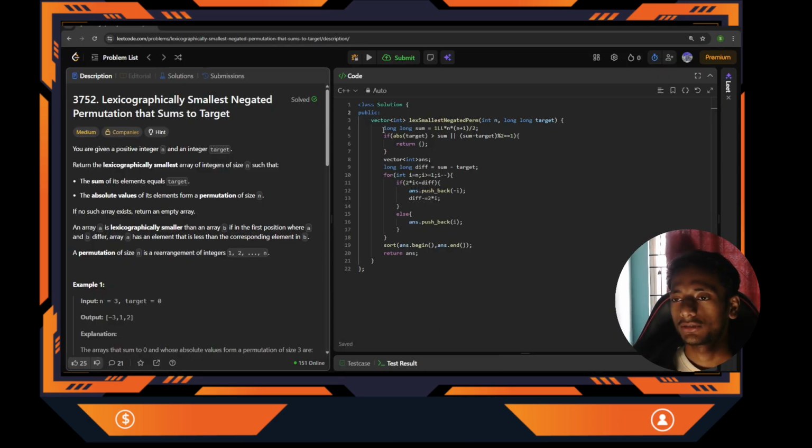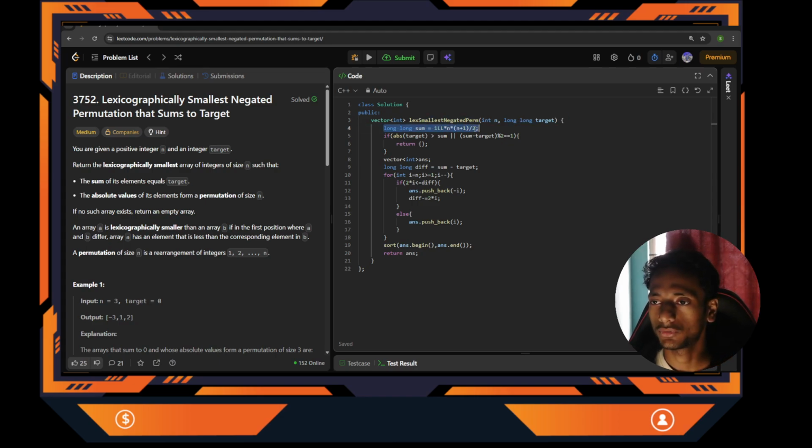So first of all, find the total sum, the maximum sum I can generate. That will be n into n plus 1 by 2, because the total sum will be 1 plus 2 plus 3 plus 4 plus dot dot n.